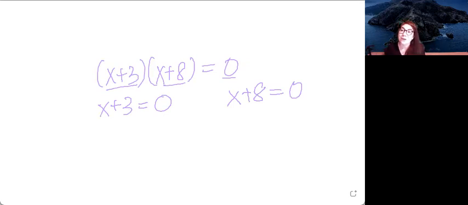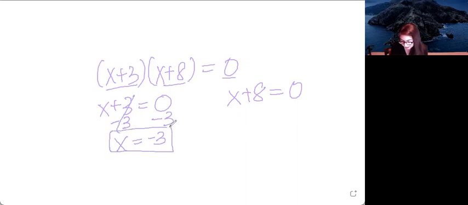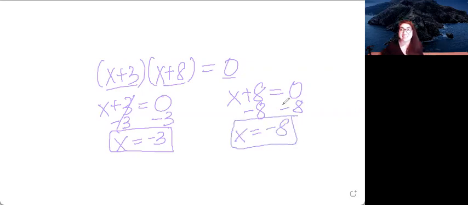And now we solve for x. Let's get x by itself. So we have to subtract 3 from both sides. That's going to get x equals -3. And we're going to subtract 8 from both sides. That's going to give us x equals -8. And those are our solutions.